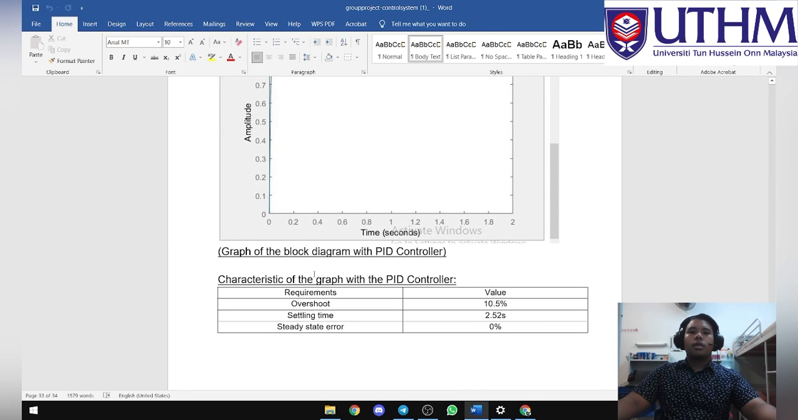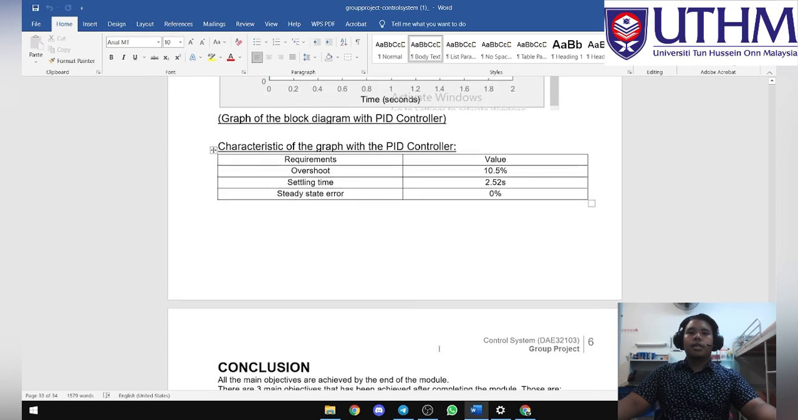The characteristics of the graph with the PID controller are overshoot 10.5%, settling time 2.52 seconds, and steady state error is 0%.